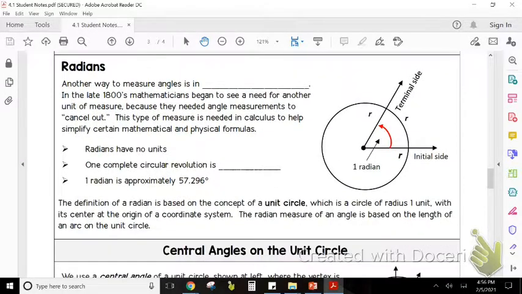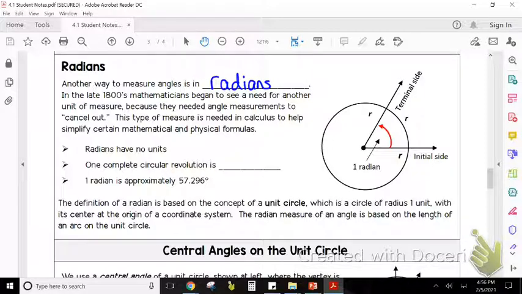All right, radians and central angles. So another way to measure angles is in radians. So in the late 1800s, mathematicians began to see a need for another unit of measure because they needed angle measurements to cancel out. This type of measure is needed in calculus to help simplify certain mathematical and physical formulas. So something to remember is radians have no units.